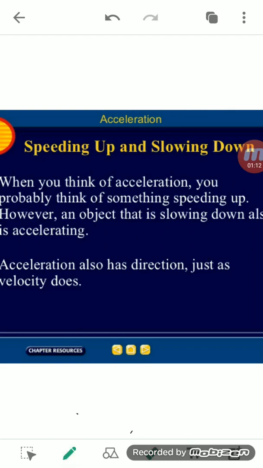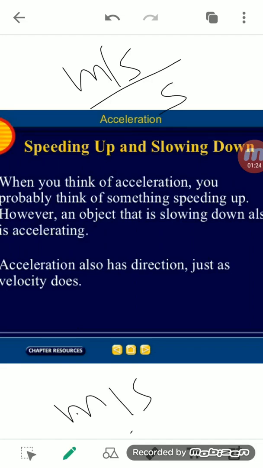Then we had discussed the SI unit of acceleration, and we know that velocity is measured in meter per second, and time is represented by the second. So this will be equal to meter per second square. Okay. So the SI unit of acceleration is meter per second square.